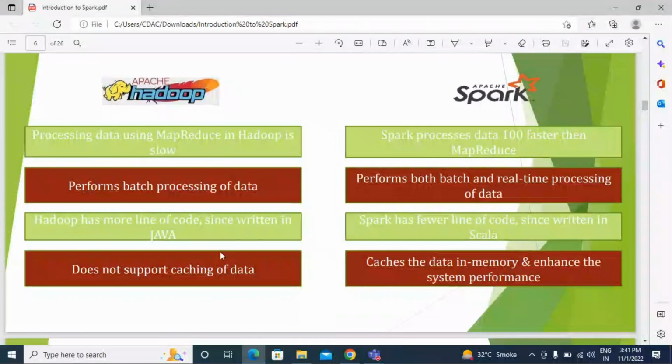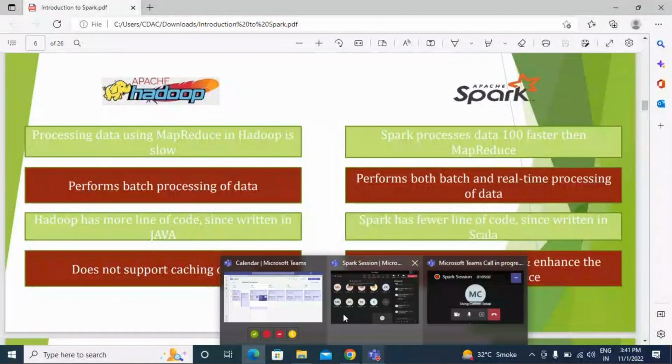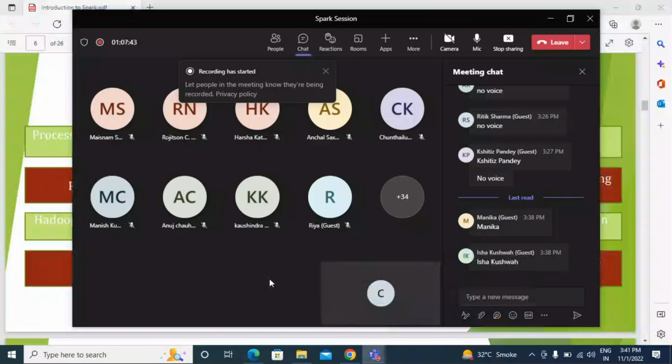Yes, you did the word count program, right? So how many lines of code have we written for the word count program?